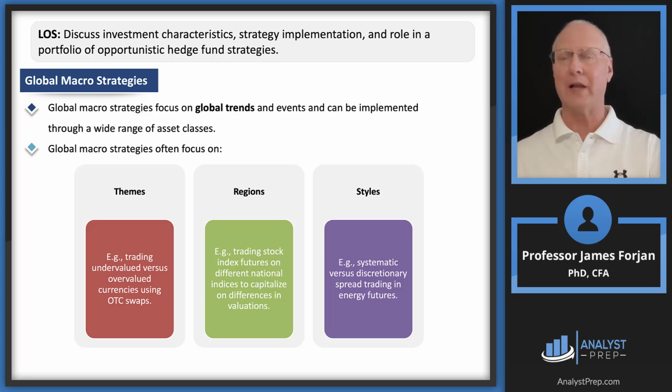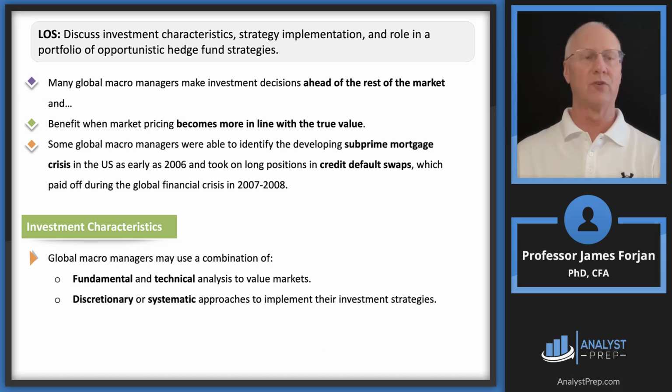And then the style goes back to what we were just saying on that previous slide, systematic versus discretionary. What we can do then is we can look at some type of a futures contract, maybe an energy futures contract, where we have a systematic strategy and we have a discretionary strategy, and there might be a spread somewhere in there, and then we could use futures contracts to take advantage of that spread.